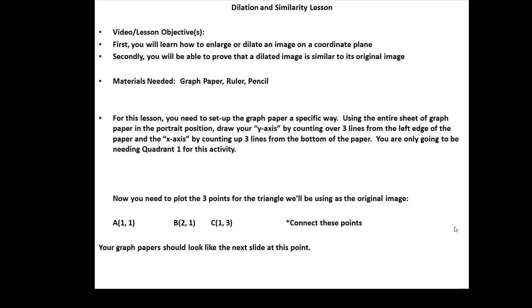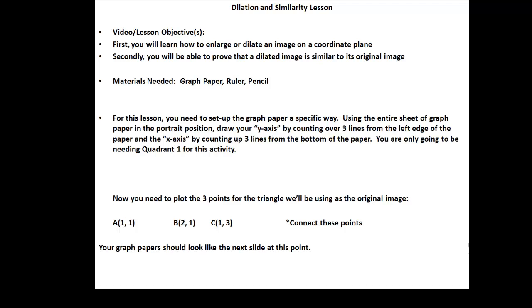And for this lesson, you need to set up the graph paper. Maybe not exactly this way, but you want to set it up using the entire sheet of graph paper in a portrait position, drawing your y-axis by counting over 3 lines from the left edge of your paper, and the x-axis by counting up 3 lines from the bottom of the paper. You are only going to be needing quadrant 1 for this activity.